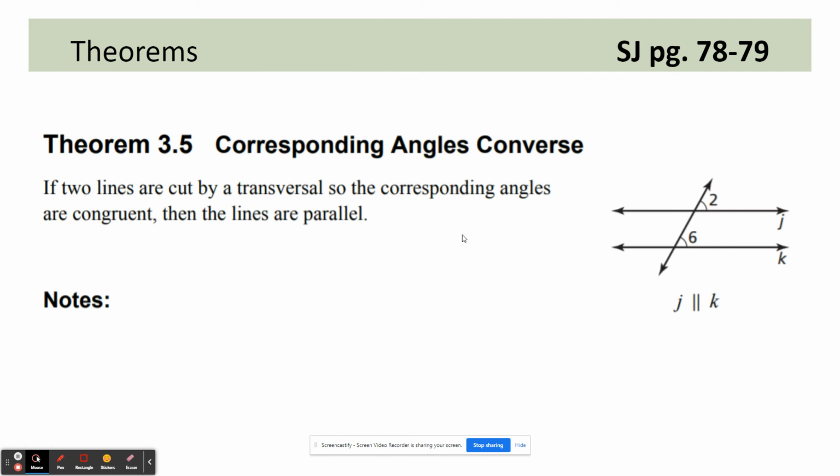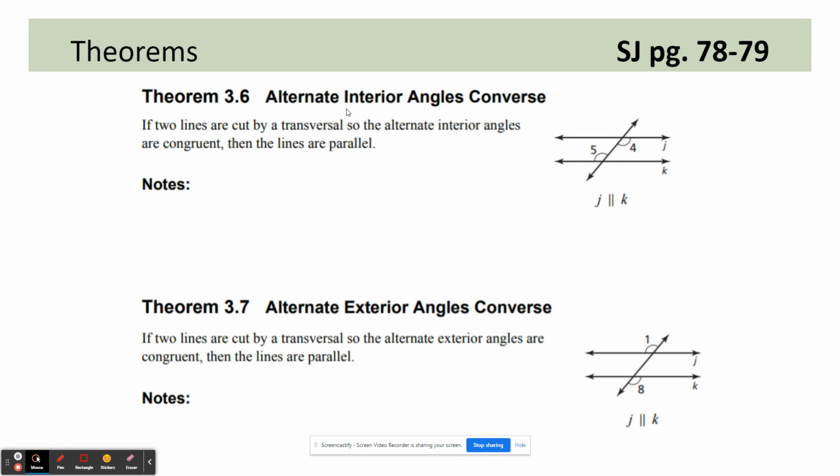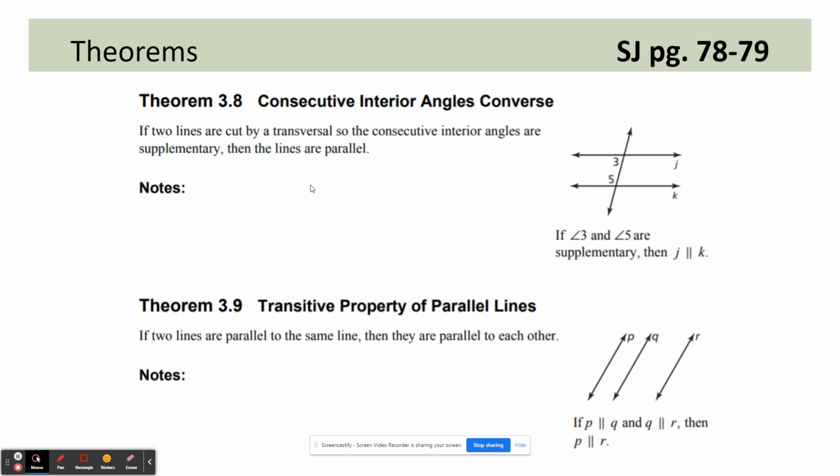And so we have the corresponding angles converse. We also have the alternate interior angles converse and the alternate exterior angles converse. So if you know that alternate interior angles are congruent, or if alternate exterior angles are congruent, then you know the lines are parallel. And finally, we know the consecutive interior angles converse is true: if you have a pair of consecutive interior angles, if they are supplementary, then you know your lines are parallel.